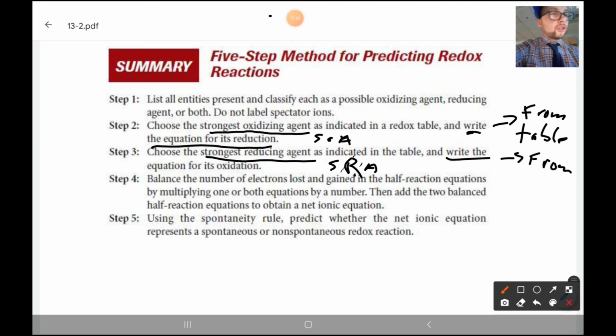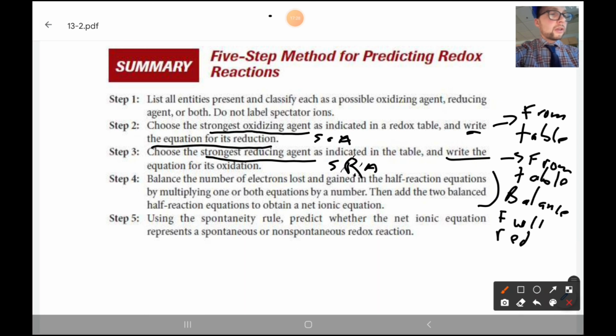Then it says balance the number of electrons lost and gained in the half reaction equations by multiplying one or both equations by a number. Then add the two balanced reactions together. This is just balancing the full redox reaction, like we have done previously. And when it says net ionic equation, that just means cancel any like terms that are present.